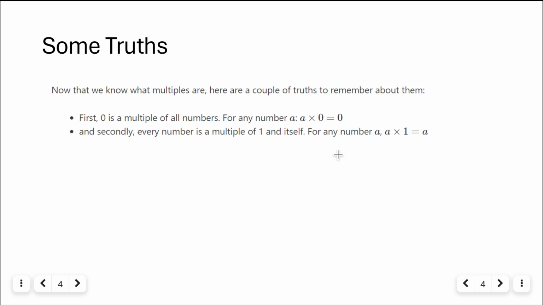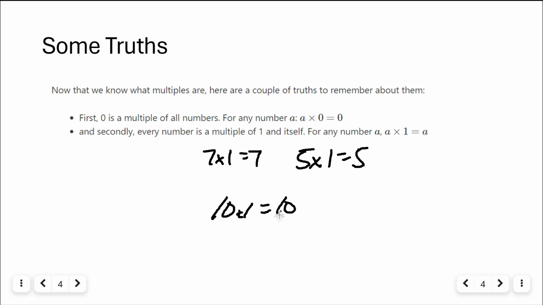So any number times 1 is that number. So 7 times 1 is 7. 7 is a multiple of itself, okay? 5 times 1 is 5. 5 is a multiple of itself because 5 times 1 is 5, all right? Any number times 1 is itself. 10 times 1, that's 10. So 10 is a multiple of 10. 5 is a multiple of 5. 7 is a multiple of 7, all right? So those are some things to think about as well.